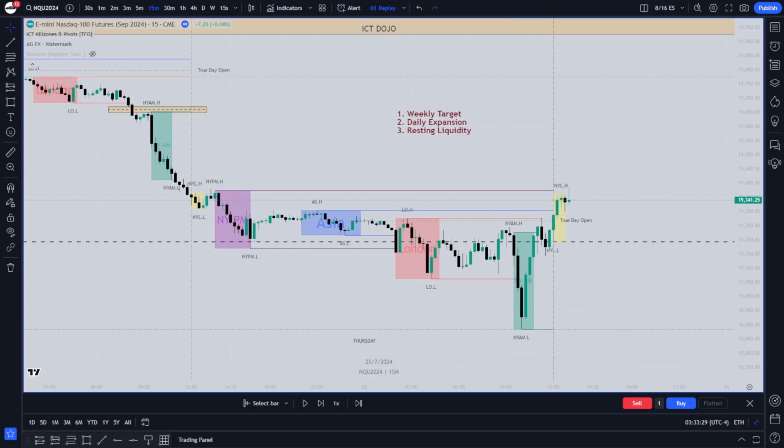liquidity up here. Now I'm going to leave you with one final thought, and that's going to be, what is our weekly target? Where is our next expected daily expansion? So as I showed you, we were bearish the first part of the week. Once we hit our target, we were looking at a possible retracement. And then what is our resting liquidity? How is price going to develop for us where we could actually find and execute on an entry?